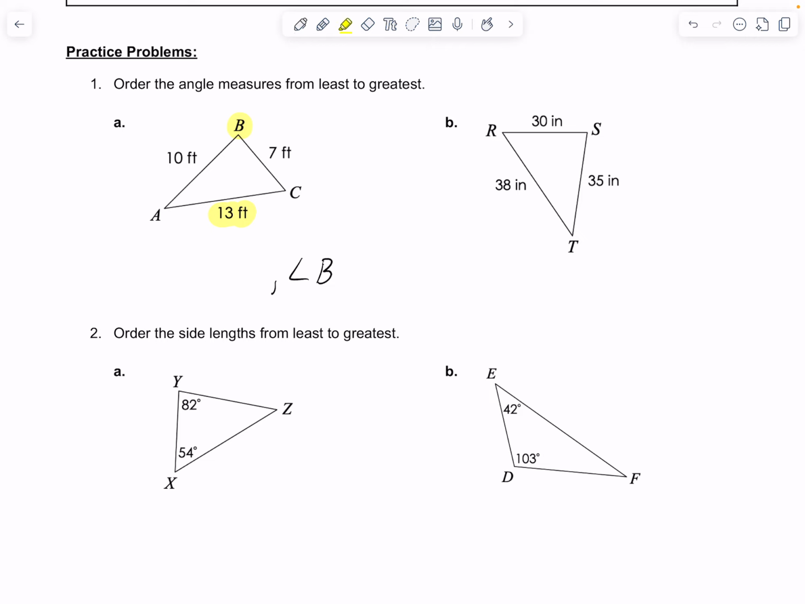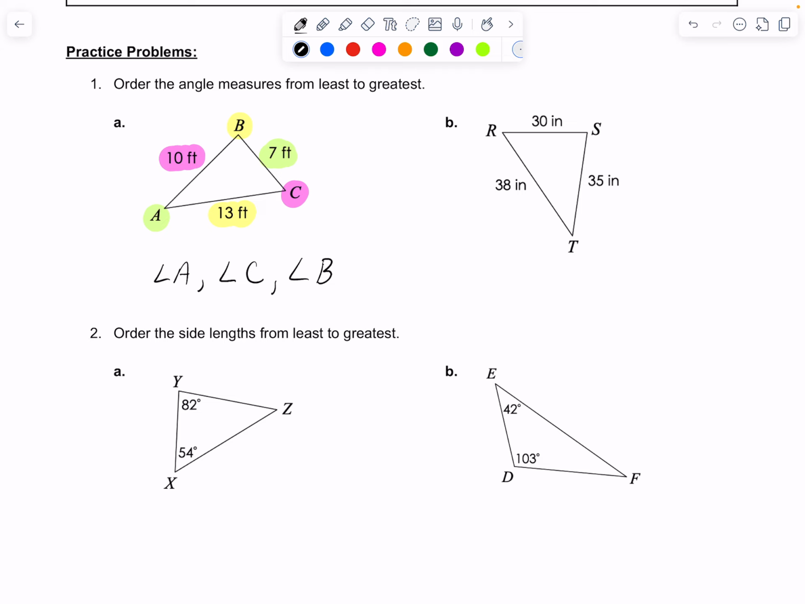My next in order here is going to be 10 feet, and the angle opposite that is angle C. So that's going to be my second largest. And then my smallest one is going to be the 7-foot side length of BC. The angle across from that is angle A. So angle A is going to be the smallest angle all the way up to angle B. All right, and that's kind of the process you're going to do here.